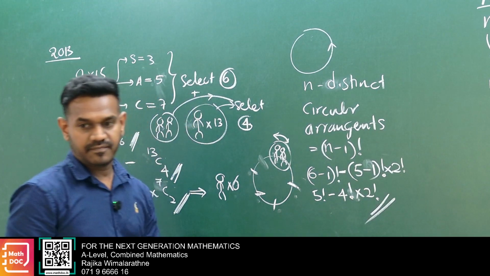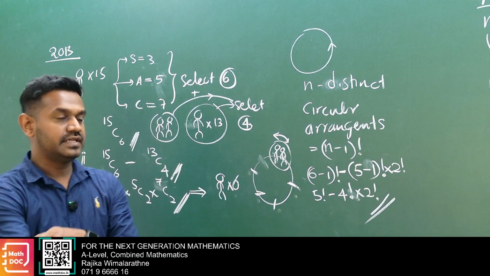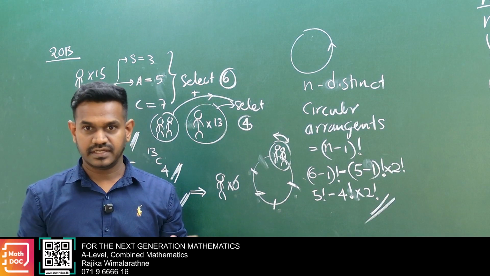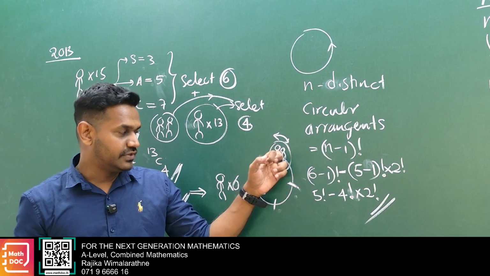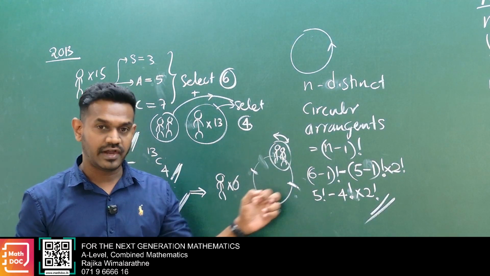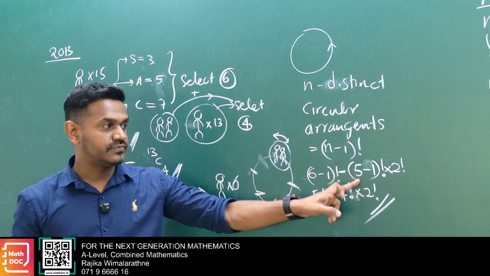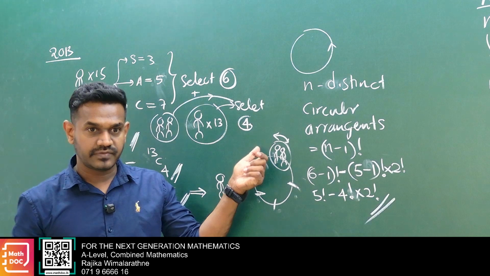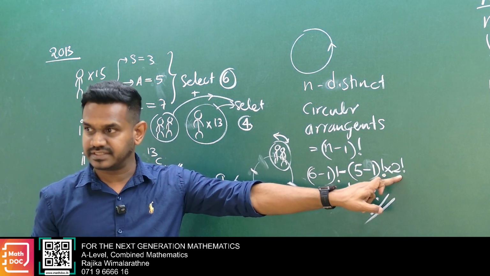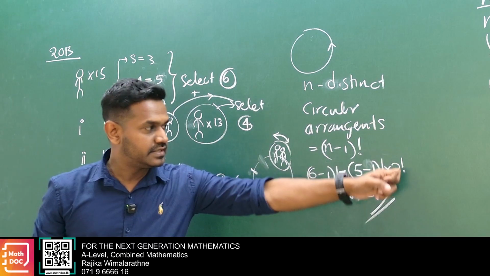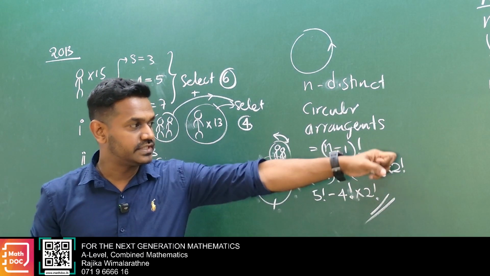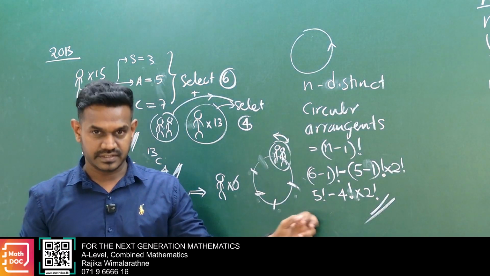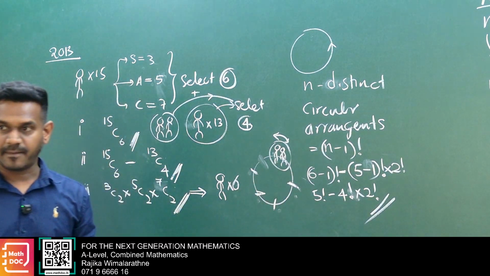Here the thing: if you need to arrange next to each other, you take them as 1 unit. Then we have altogether 5 units, then circular arrangement (5 minus 1) factorial. Then we can swap them, 2 factorial ways, another arrangements. Then in this case, they sit next to each other. Here total case, then when you remove this, they are not next to each other. That's how we select.